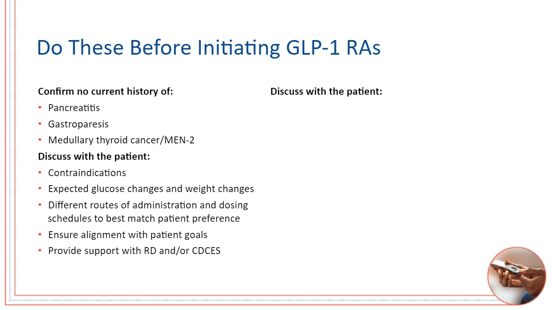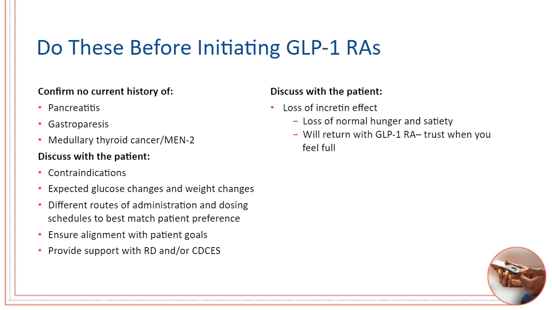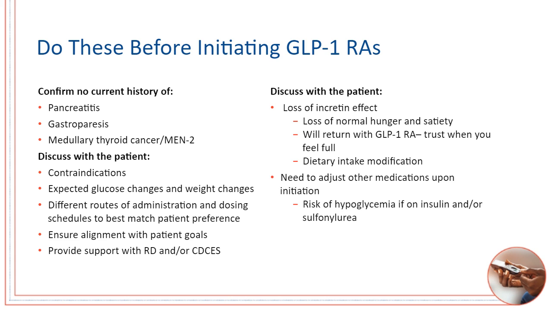Now, if your patient wants to know, it's wonderful to share with them how these medicines work. Some patients really want to understand how they work. Other patients want to know what effects they have on them. So you can talk about the loss of normal hunger and satiety in type 2 diabetes. It's going to return with a GLP-1. They're going to need to make modifications to their diet. You can also say, even though this class of agents doesn't have hypoglycemia associated with it, if they're on insulin or a sulfonylurea, we're going to have to be careful to reduce those medicines as we increase the GLP-1.